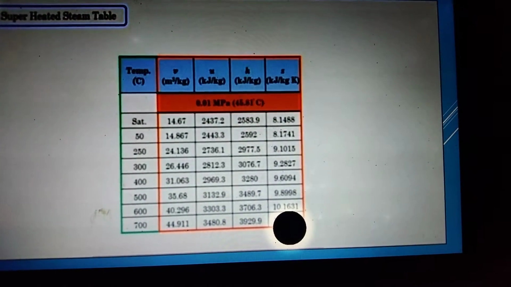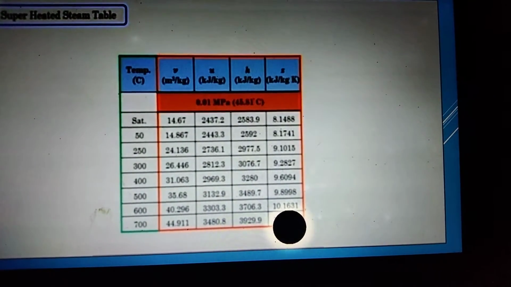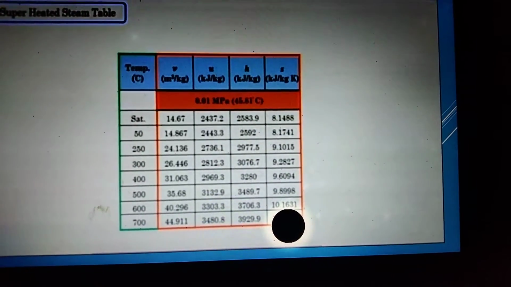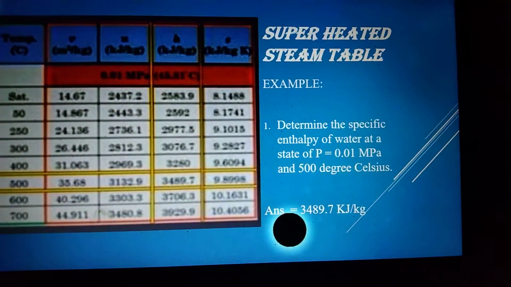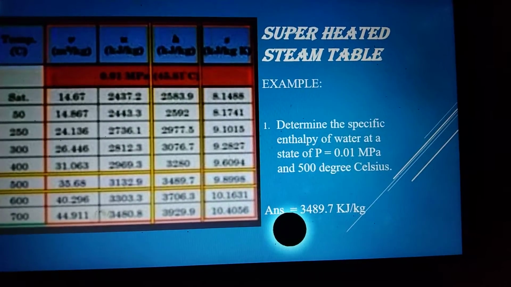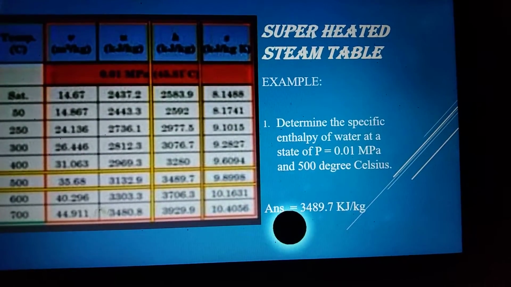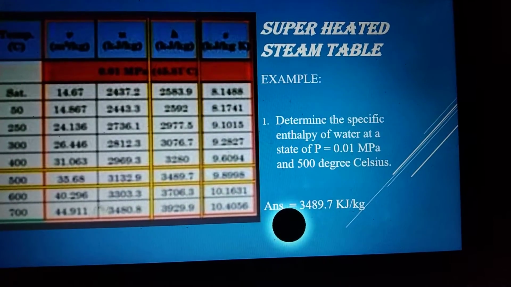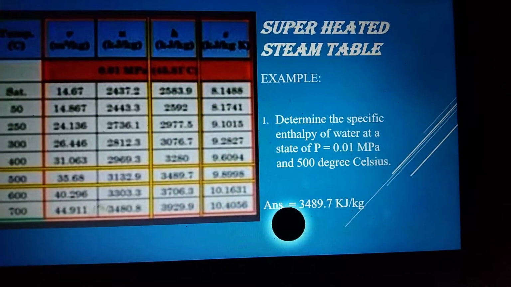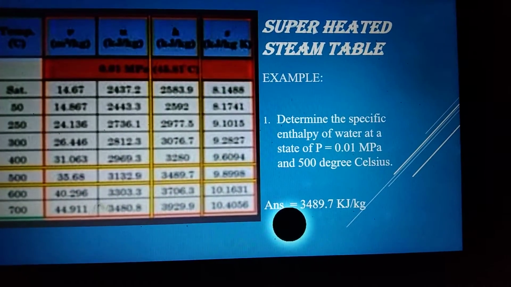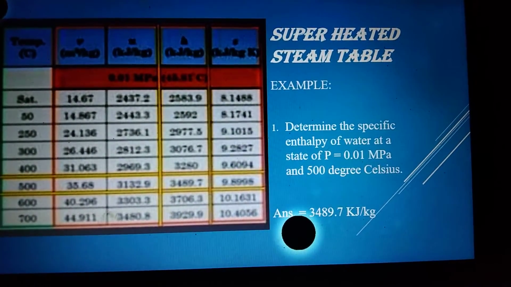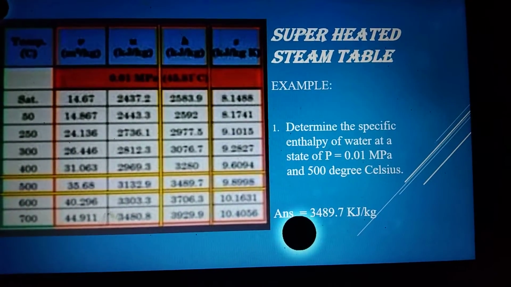So this is a sample of the superheated steam table. Problem number 1: determine the specific enthalpy of water at a state of 0.01 MPa and 50 degrees Celsius. The answer is 3489.7 kilojoules per kilogram. You can see it in the table.